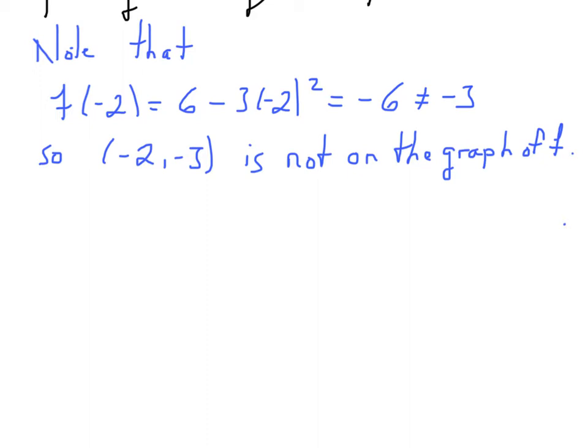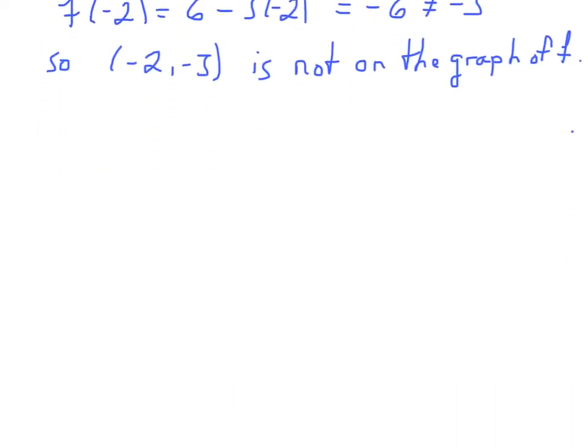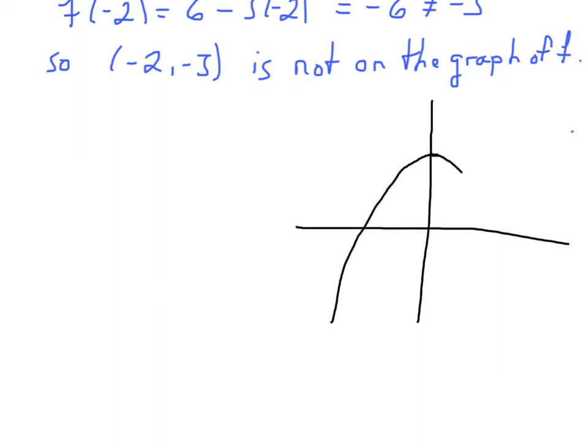Okay, so our function is f of x equals 6 minus 3x squared, and this is a parabola opening downwards with y-intercept 6. So let's draw that first of all. Okay, so this is our picture here. We have this function, f of x equals 6 minus 3x squared, so we've got a y-intercept of 6. I'm not going to try and draw this to scale, it just won't work out. So I'll draw a parabola opening downwards like this.